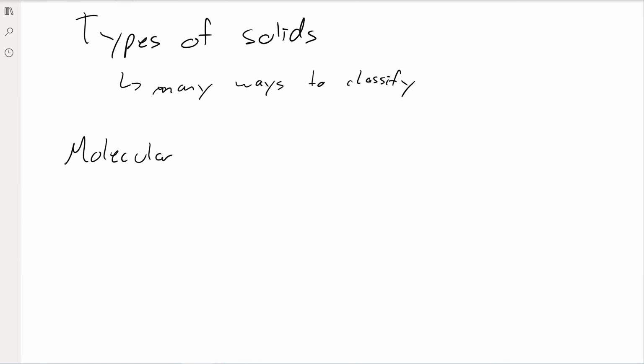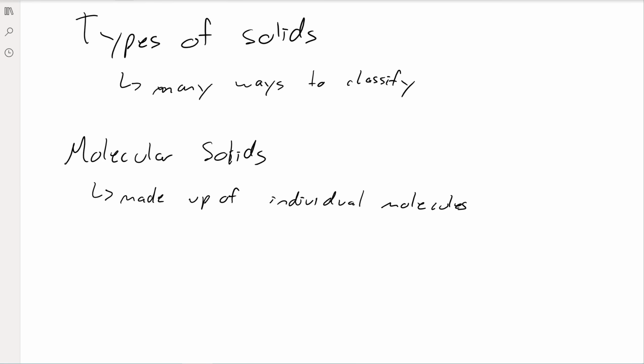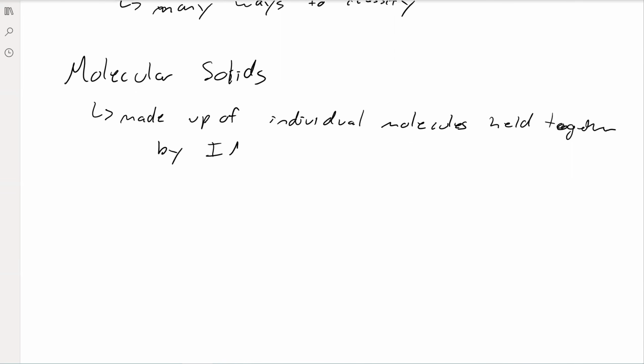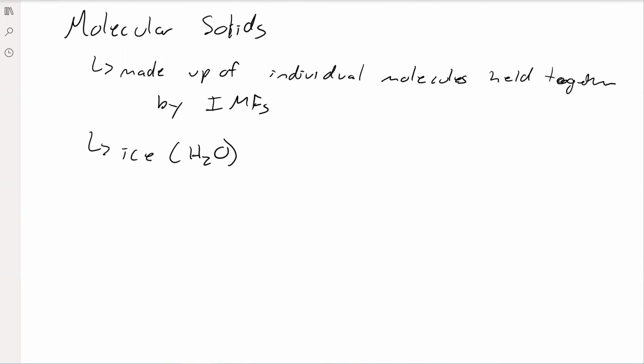So the first type of solids are molecular solids. Molecular solids are made up of individual molecules held together by what? Well, if they're individual molecules, then they're only held together by intermolecular forces, right? So an example of this is ice, right? Ice is just individual molecules of H2O that are held together with their intermolecular forces.